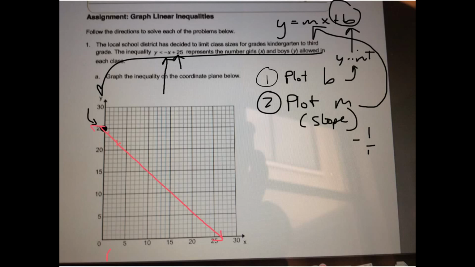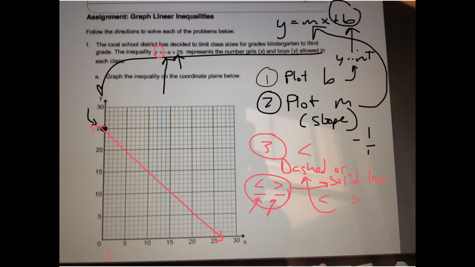Now, I kind of got ahead of myself. That's how we do it if it was just a line, you'd be done. But this is an inequality, which means that it's got this sign. So we need to say either dashed or solid line. If it is this, it's a solid line. If it's this, it's a dashed line. Because this little line under here means or equal to. It means it can be equal to it, which means it can be on that line.